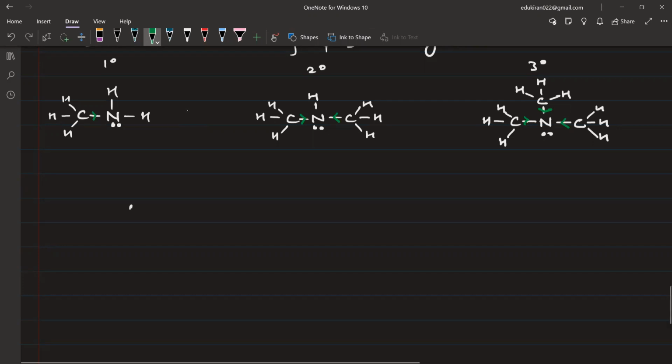Please tell me, guys. If it is getting electrons from different alkyl groups, nitrogen atom will become more electron rich. Yes or no? Yes, sir. It will become more electron rich. So if it becomes more electron rich, giving electrons will be easier for nitrogen, right? If it is more electron rich, that means it is more basic. Correct, guys? Yes or no? Yes, sir. Okay. This is one thing.